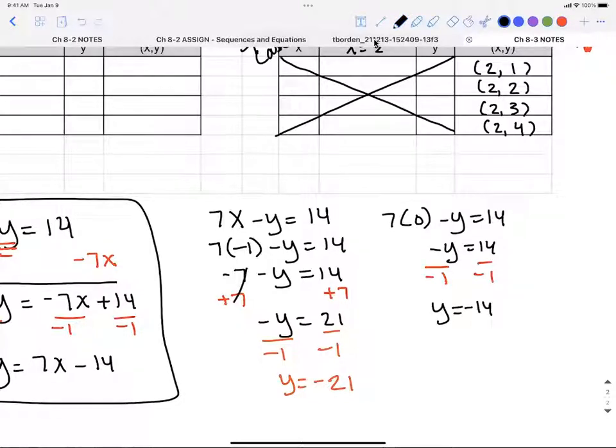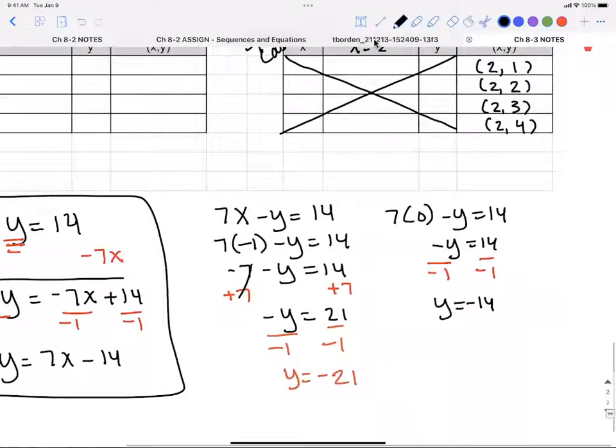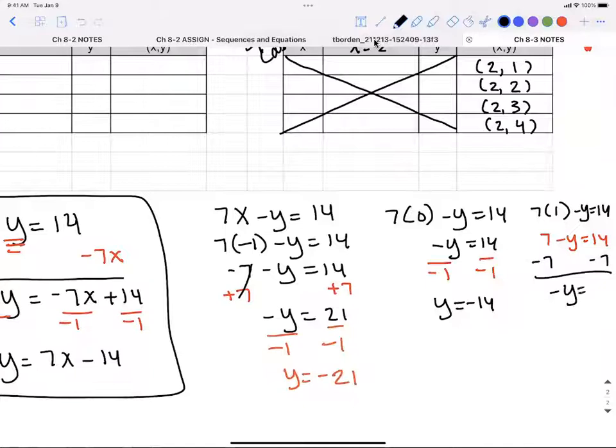Again, compared to your notes, when we input a 0, we get a negative 14, same answer, right? Now we got to do that again. 7, input a 1, minus y equals 14. 7 times 1 is 7 minus y equals 14. Now I have to subtract 7 from both sides. And when I do that, I get negative y equals 7. And now I have to divide off that negative again. And I get my answer of y equals negative 7. Again, compare. It's the same answer as before, but I just had to do the algebra each time.